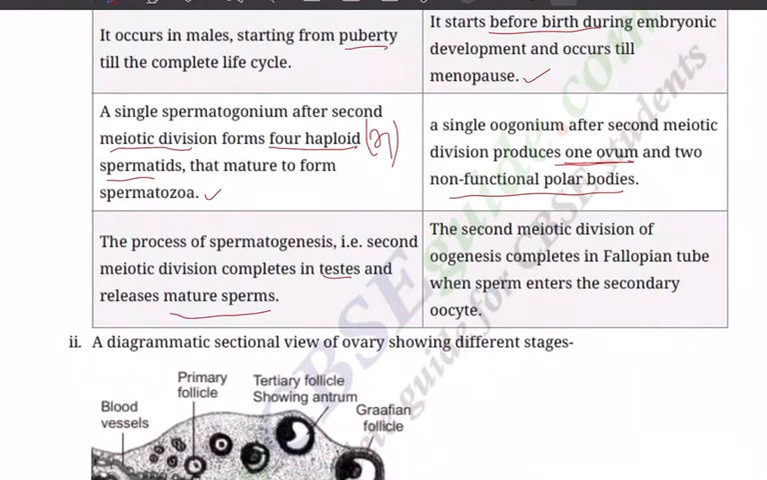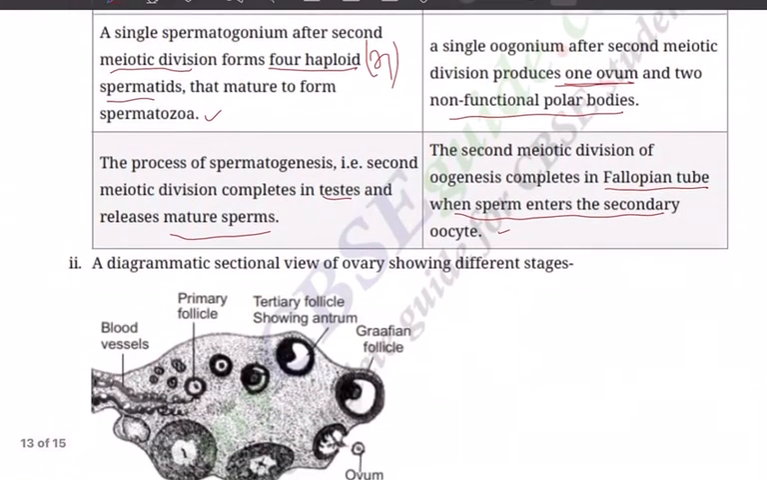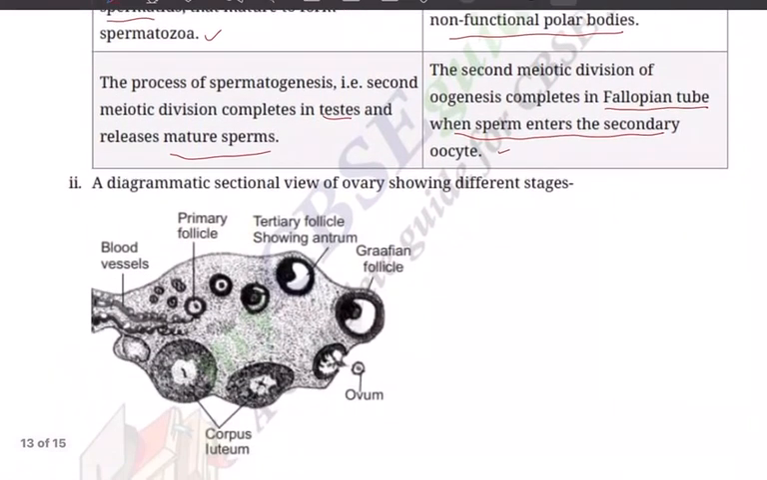The process of spermatogenesis, second meiotic division, completes in testes and releases matured sperms. That's spermiogenesis and spermiation. The second meiotic division of oogenesis completes in the fallopian tube when sperm enters the secondary oocyte. So these are the notable differences between spermatogenesis and oogenesis.